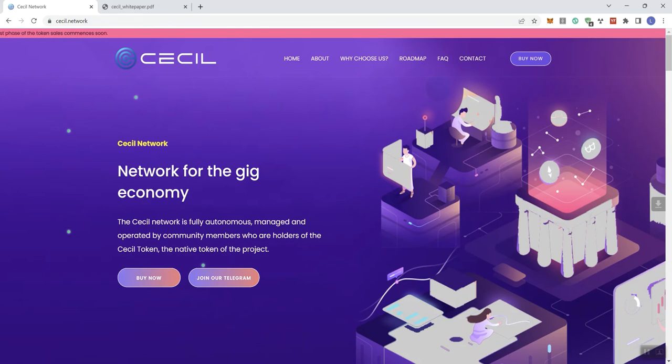They do have a banner scrolling across the page in regards to the announcement concerning the sale of their token.